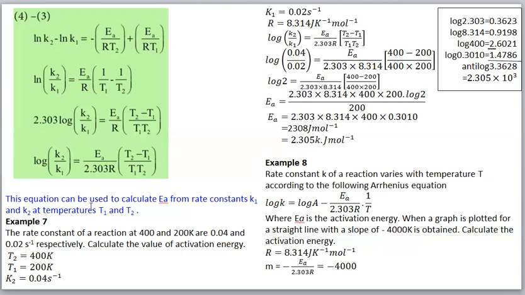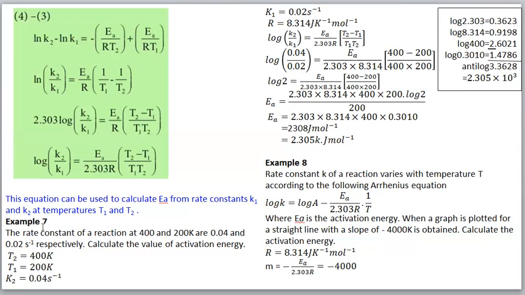This equation can be used to calculate Ea, the activation energy, from rate constants K1 and K2 at the temperatures T1 and T2. Okay, this much is one of the questions. There is also another very important question. They may ask the question, write an expression to determine or calculate activation energy from the Arrhenius equation. Like that also they may ask a question.